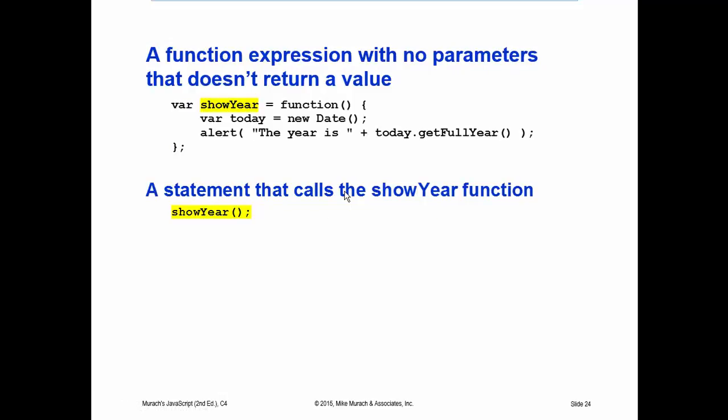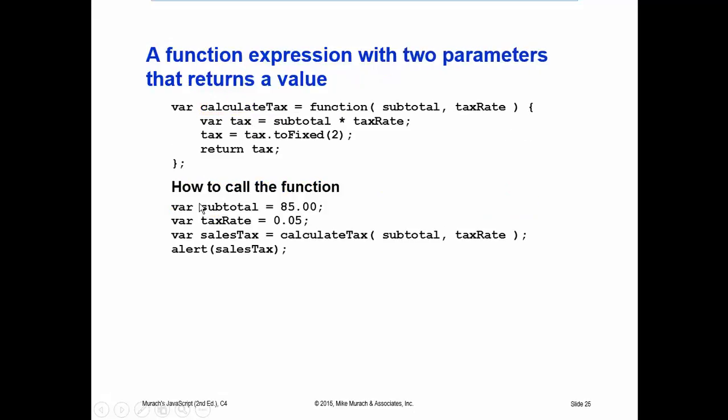There's a function with no parameters that doesn't return a value. It just does something. It says today this year is, and it'll show 2016. That's it. And that's how you invoke it. Here's a function that has two parameters. So to do its thing, you need to pass in two values, one that represents a subtotal, one that represents a tax rate. So notice this is the function call right here.